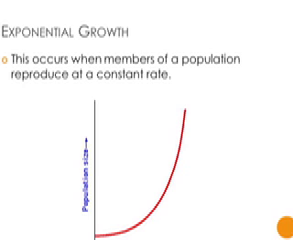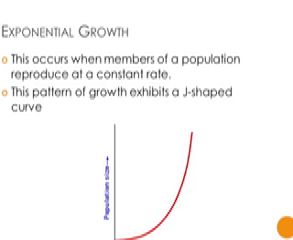The next thing we're going to talk about is exponential growth. Exponential growth occurs when members of a population reproduce at a constant rate. This growth pattern is shown in a J-shaped curve. As the population grows, the number of reproducing members keeps rising. Thus, the population goes faster and faster.